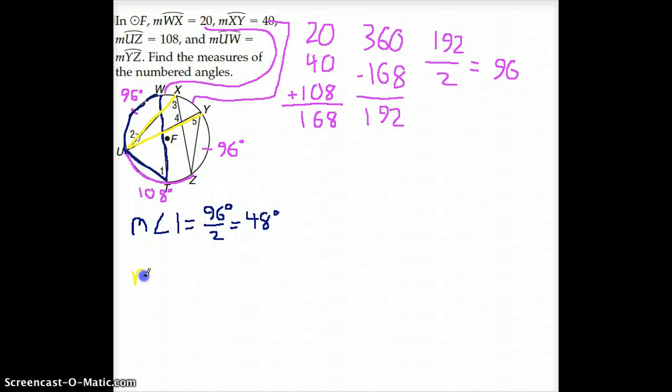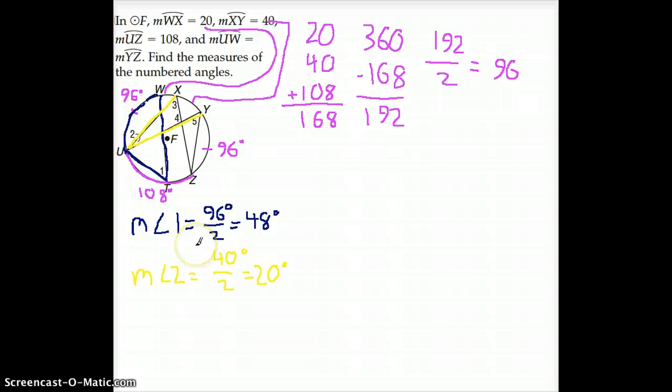So the measure of angle 2 is equal to half of the arc that it creates or intercepts in the circle. So that should be half of 40, which is of course 20. Keep going. Let's get a different color again. Maybe a green this time.